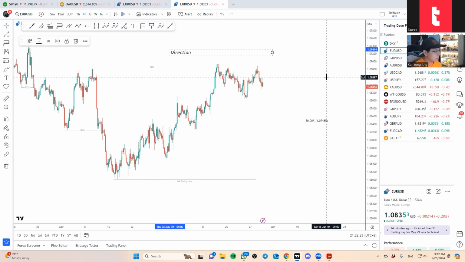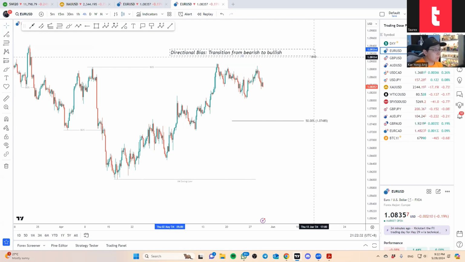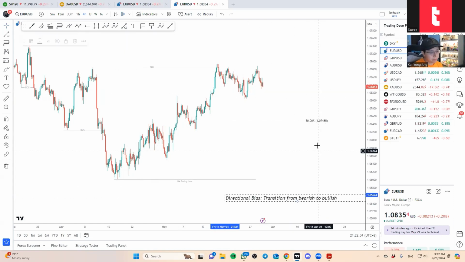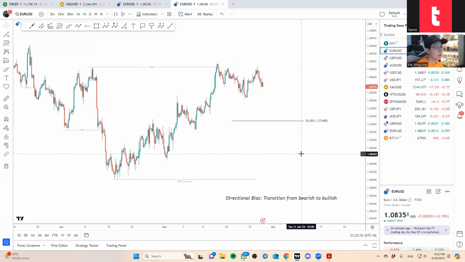So I just put this directional bias transition from bearish to bullish. What this means, of course, is that we'll be slanting more towards a potential buy opportunity, right? Then that's where the discount and premium concept comes in.